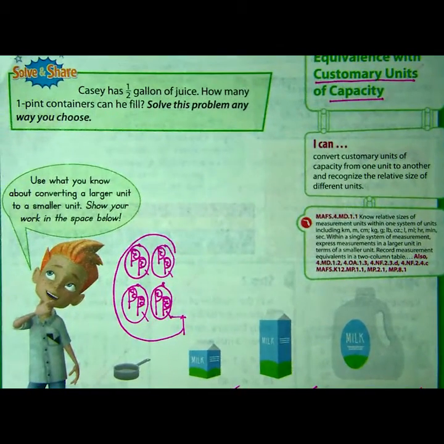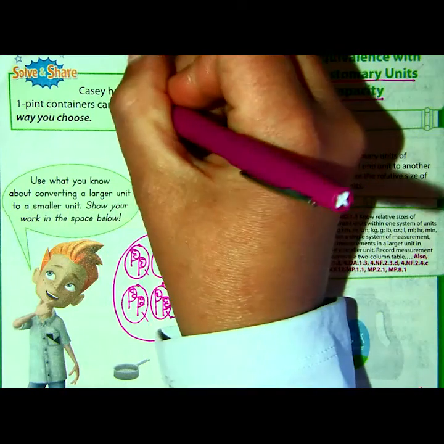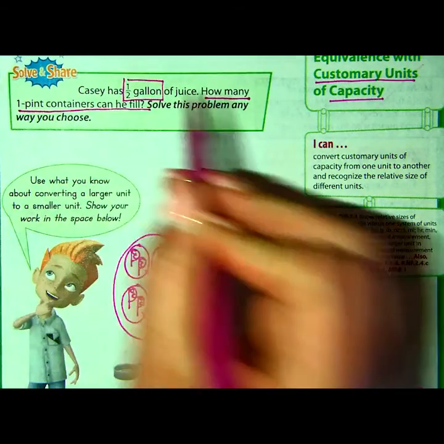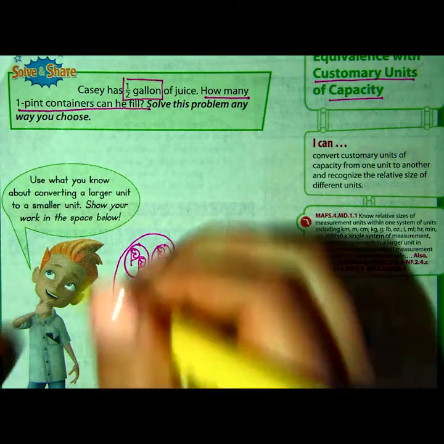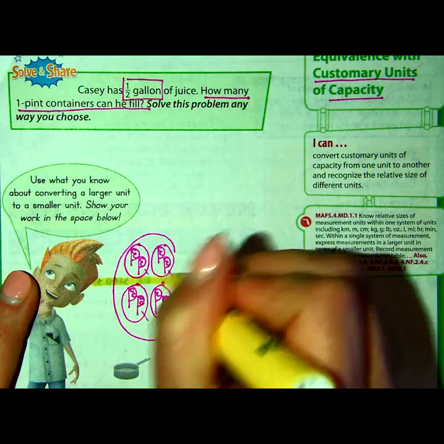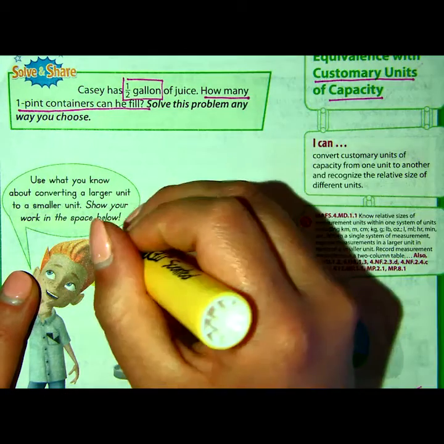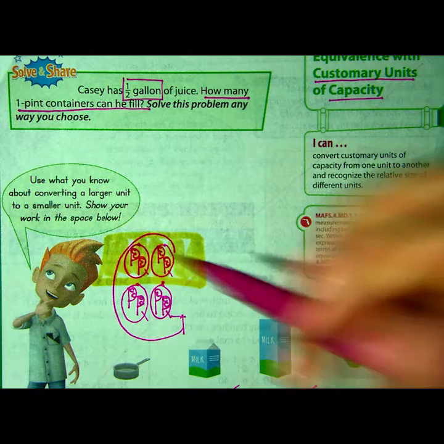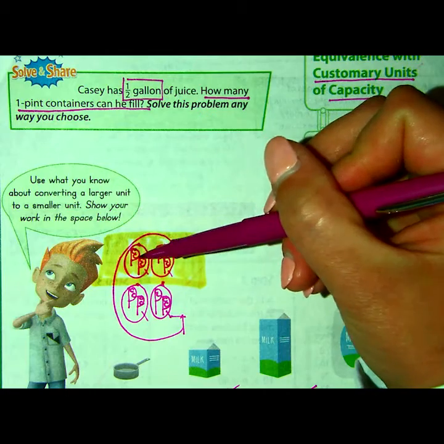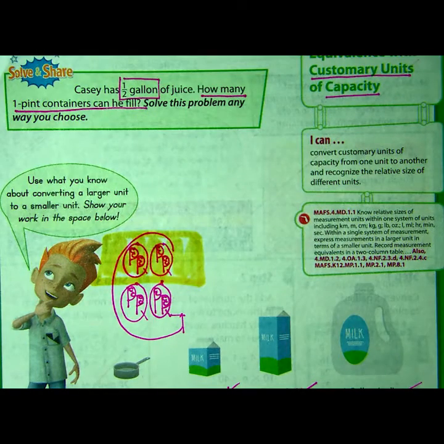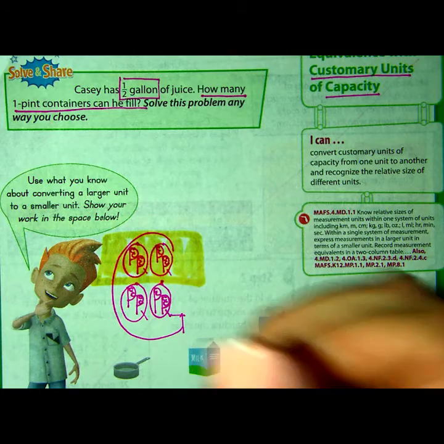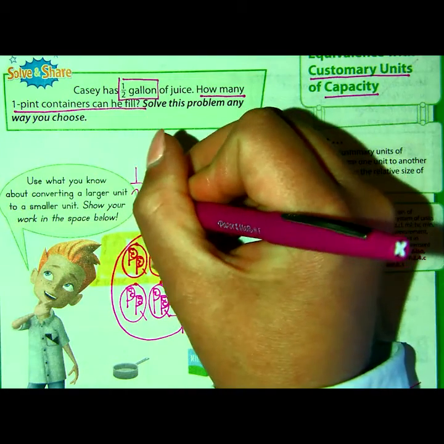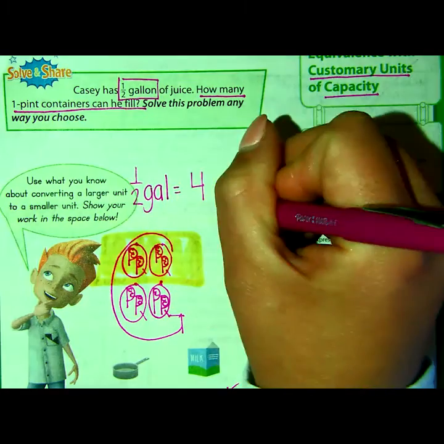Now let's take a look at our question. In the first question, they say that Casey has 1/2 gallon of juice. The question is, how many 1 pint containers can he fill? Well, if we're looking at 1/2, that means that we're going to cut this G, or our gallon, in half and just focus on this area right up here. So how many 1 pint containers can he fill? Well, in 1/2 gallon, I see 1, 2, 3, 4 letter P's, meaning that he can fill 4 pints. So 1/2 gallon is equal to how many pints?